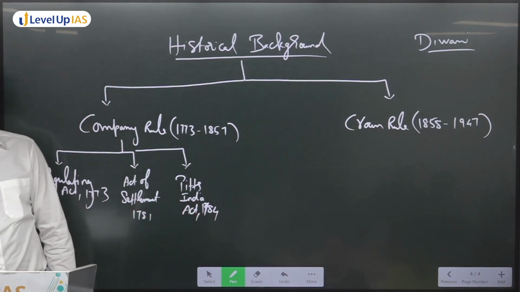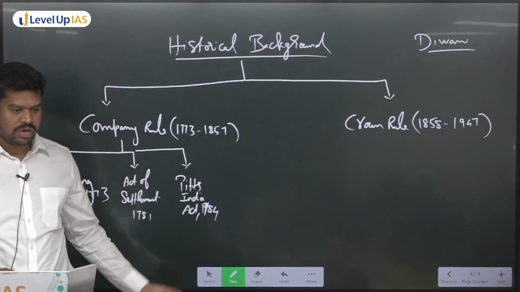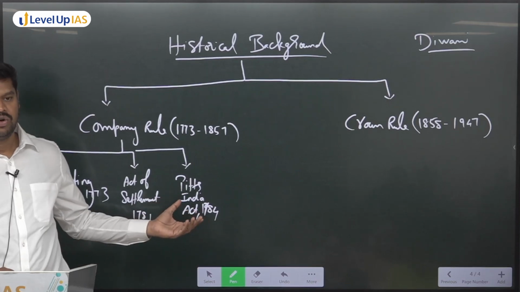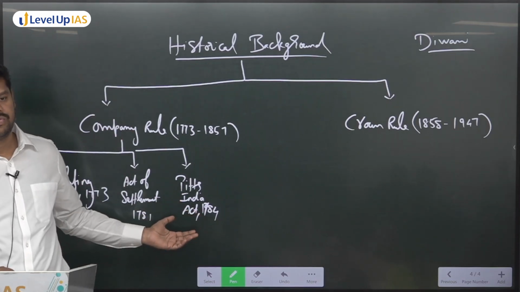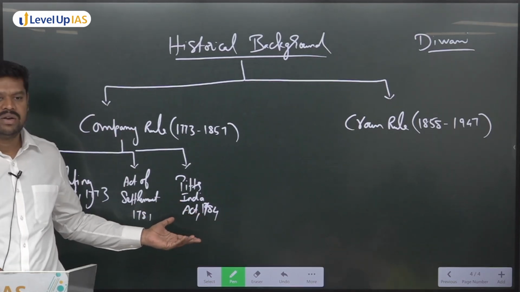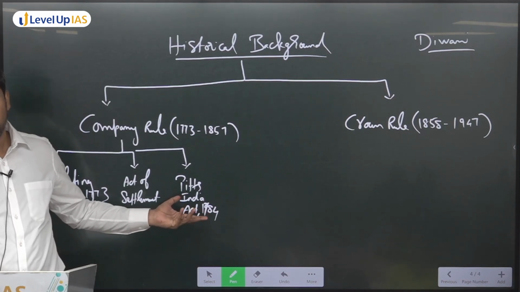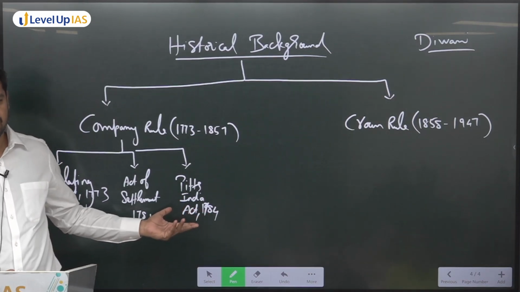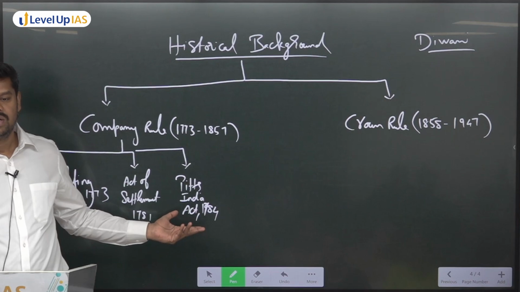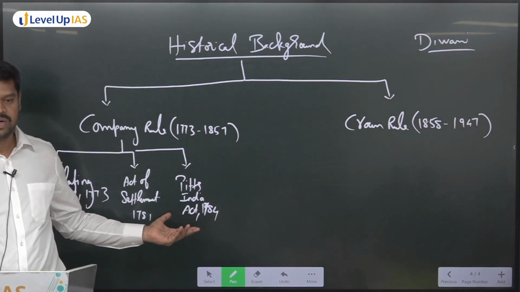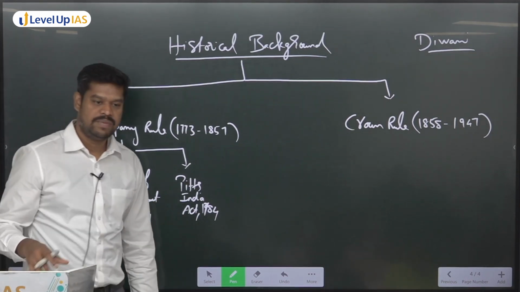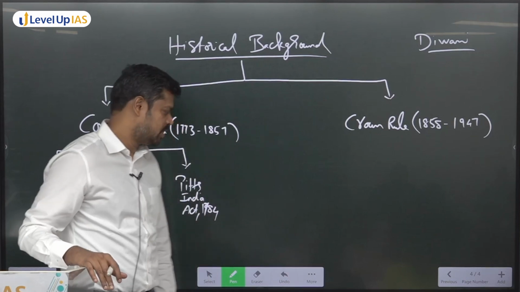In fact, it was brought in by William Pitt, who is also called William Pitt the Younger. Do you know he is the youngest prime minister in the history of the United Kingdom? Maybe in the entire world also, I am not sure. Do you know what his age was when he became the prime minister of the United Kingdom? No, he was 21 years. So he was 21 years when he became the prime minister of the United Kingdom.